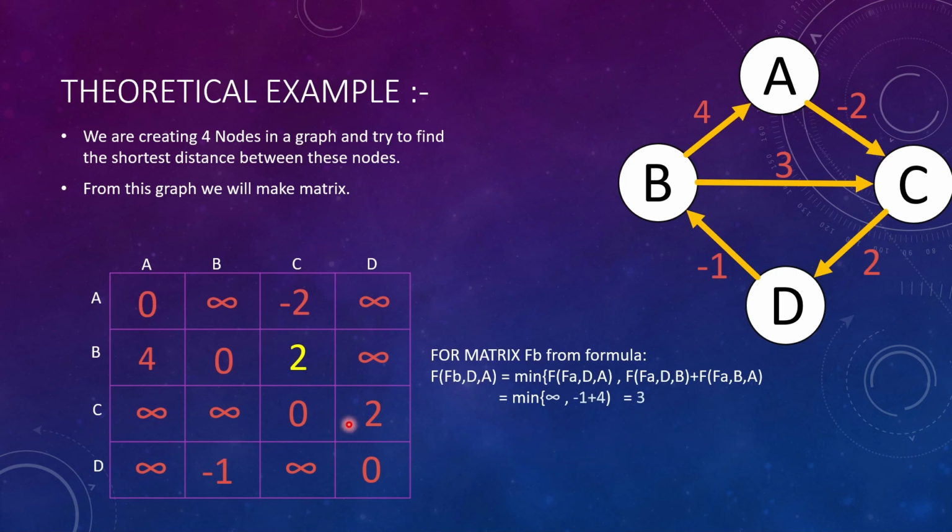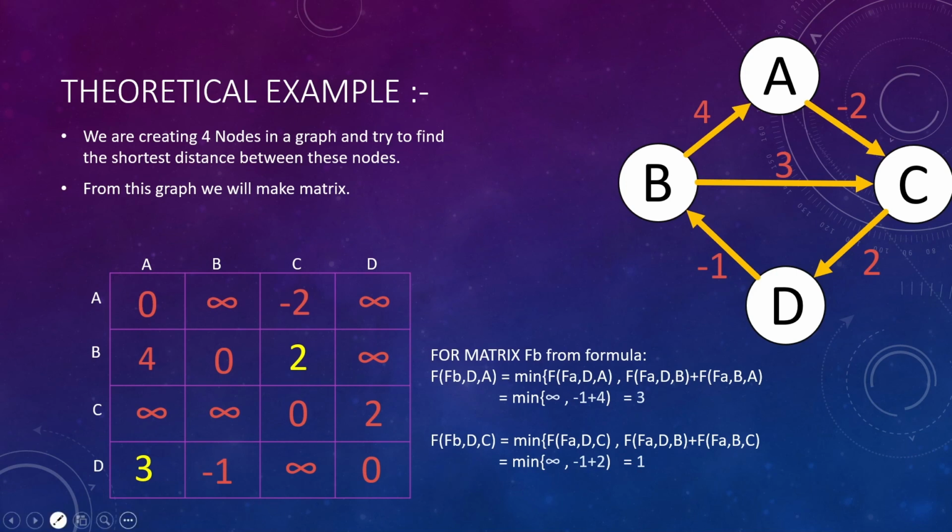Now we'll check for D. D to A was infinity here, but D to B is minus 1 and B to A is 4. So effectively it is 3. So D to A via B is 3, which is lesser than infinity. So 3 will be updated here.